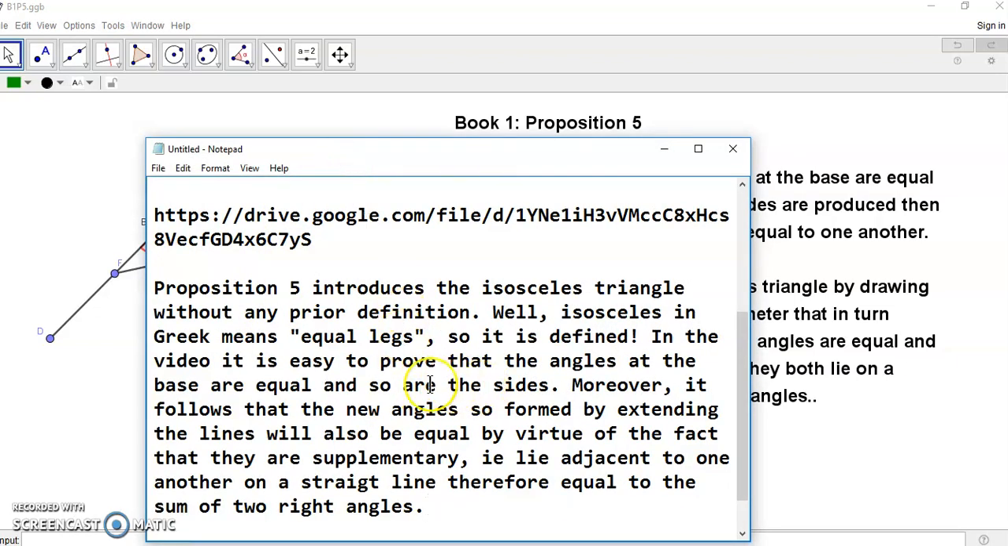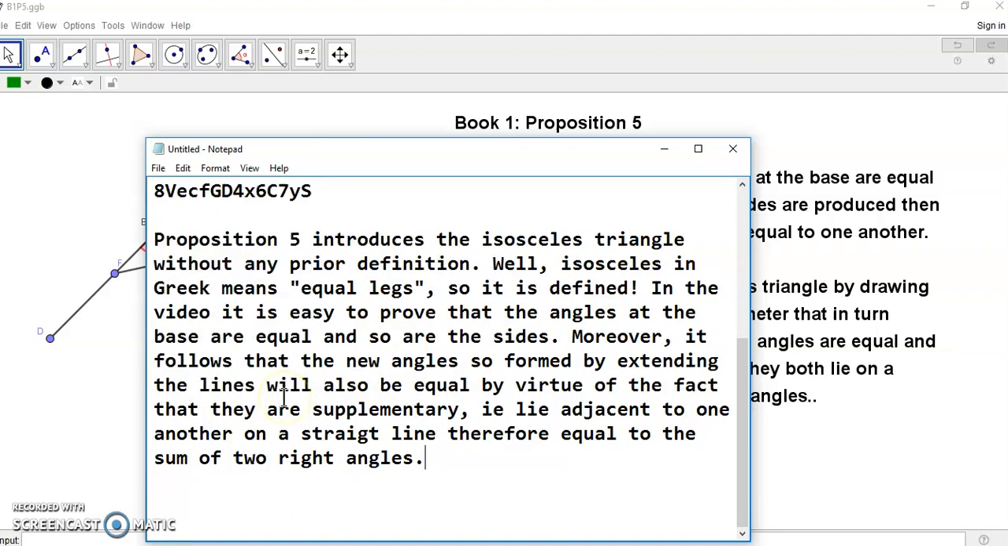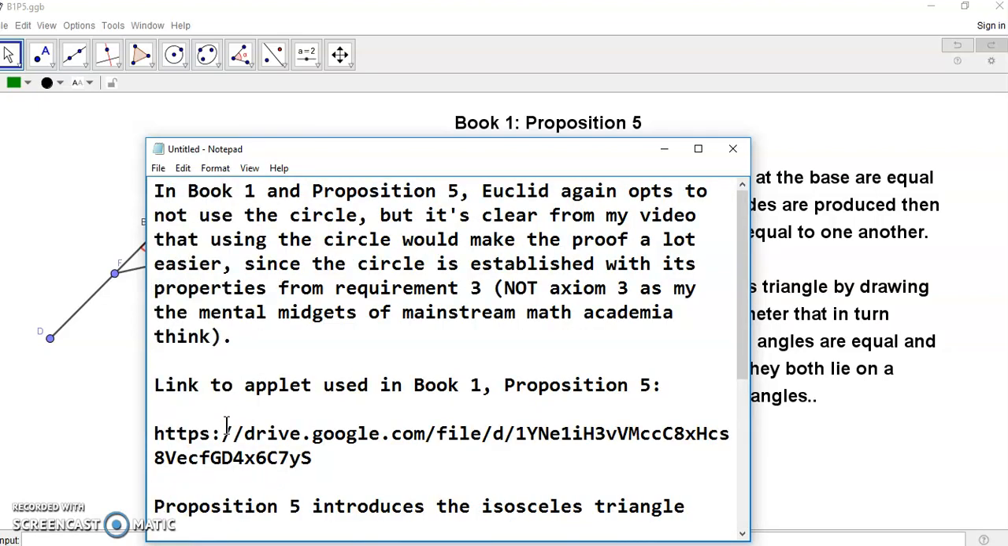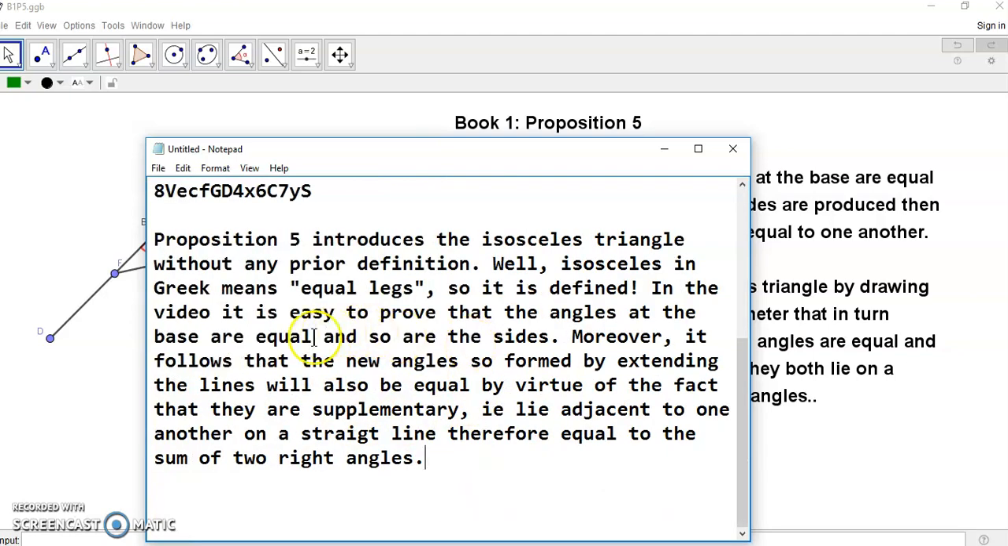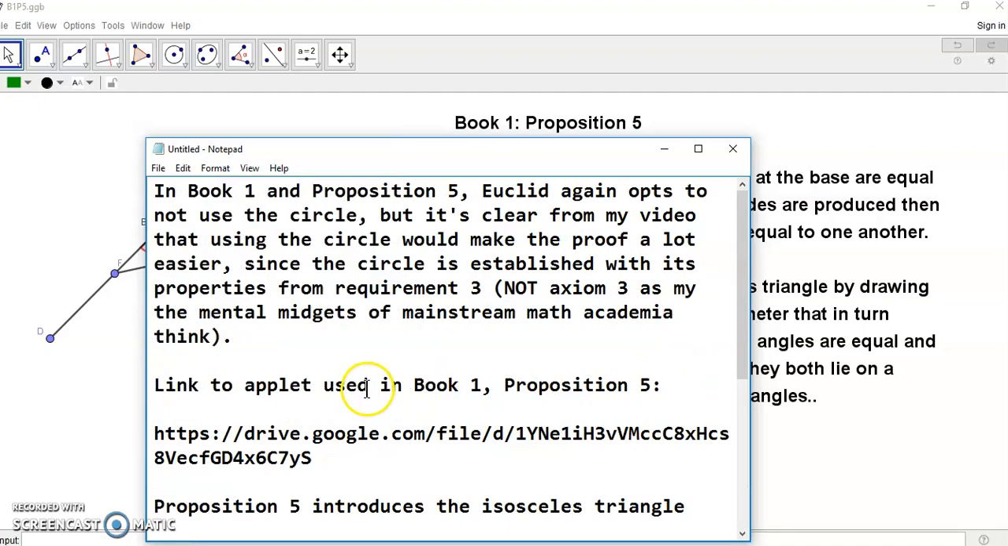Proposition 5 is very easy to prove if we use the circle. So one should make an attempt to understand Euclid's proof. It's a lot more obfuscated than what I've given you, but it's clear from my video that the circle would make the proof a lot easier. And the circle is established with its properties from requirement 3, not axiom 3 as the mental midgets of mainstream math academia think. It's requirement 3, okay? And it can be used in every one of the propositions with great effect.